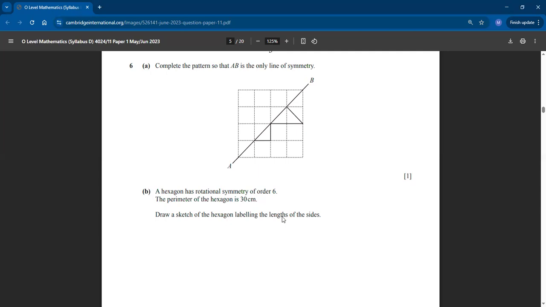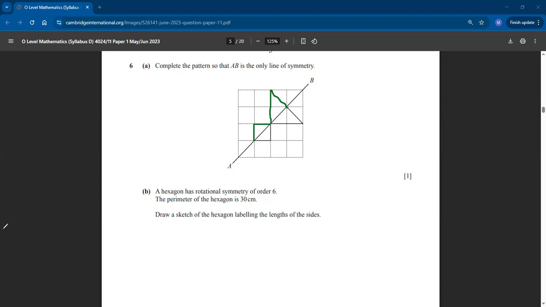Now, what exactly does this question mean? It means that we need to complete this pattern so that AB is a line of symmetry. That means whatever is on one side of AB should be exactly the same on the other side of AB. So I can see that the square is completed like this. That's half of the square, that's the other half. And whatever this weird looking shape is, this is how you're going to complete it. Now both the halves look exactly the same.